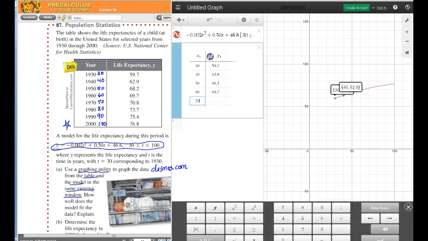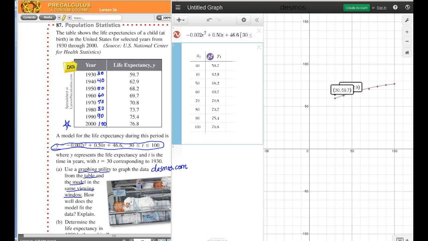Let's see, 70 and 70.8. Make sure you've got your ordered pairs right. 80 and 73.7. 90 and 75.4. And 100 and 76.8.